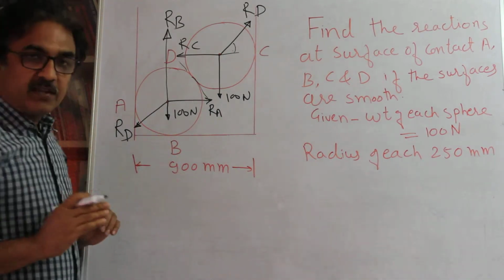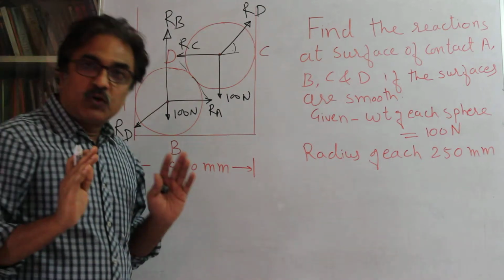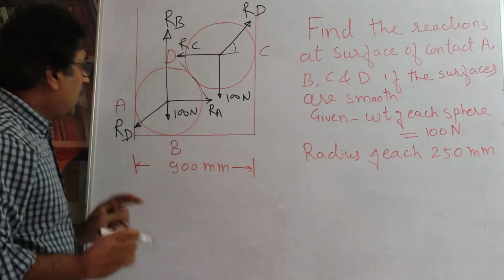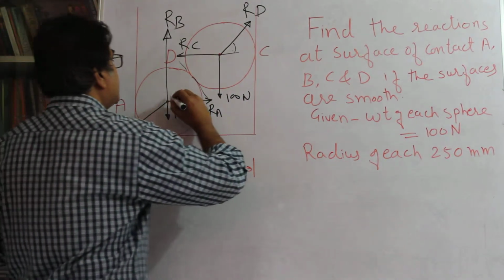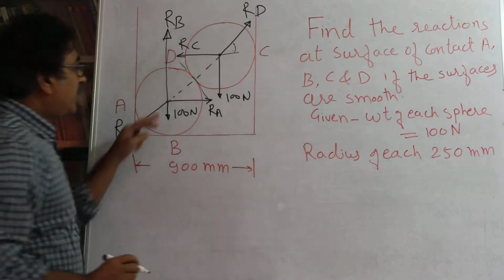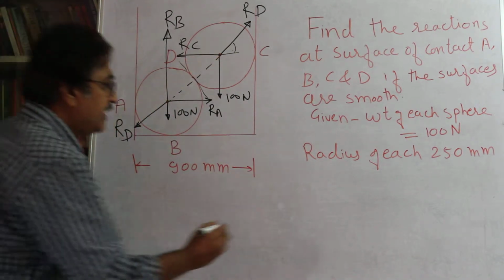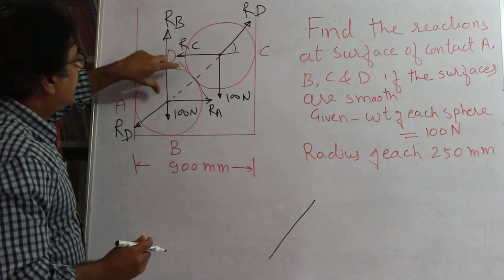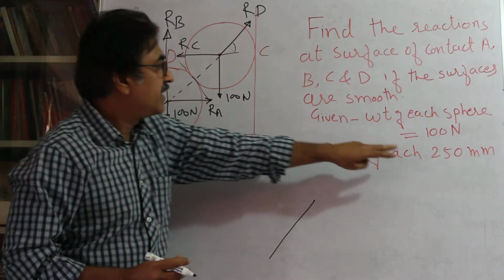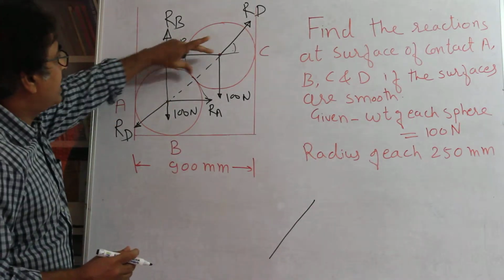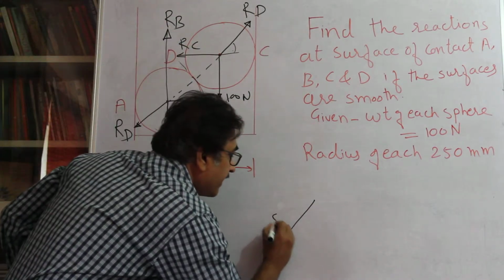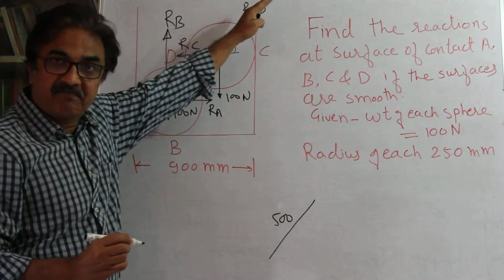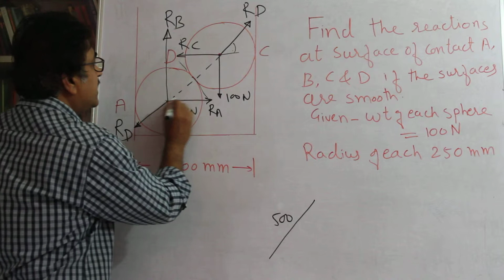The way to find out this angle is as follows. Consider these two points. The distance between these two points, the dotted line I am drawing, is how much? The radius is 250 mm, so this is 250 and this is 250. So this is 500. This is the line of action of RD.